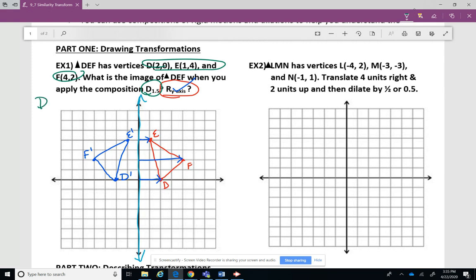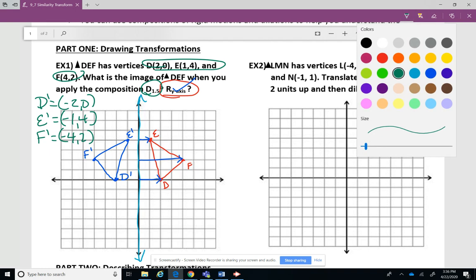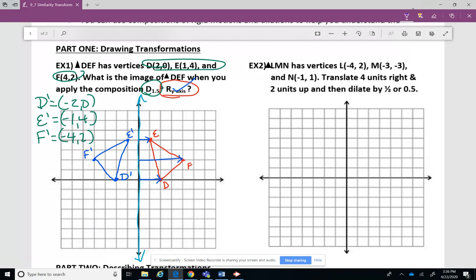So D prime is -2, 0, and E prime is -1, 4, and F prime is -4, 2. Those are the points that we're going to have to multiply by 1.5. All right, so we'll do that in a different color. We'll do purple. So we're going to times these by 1.5, but separately.